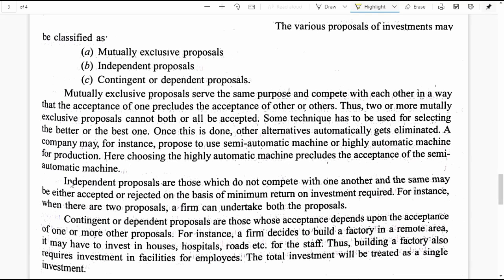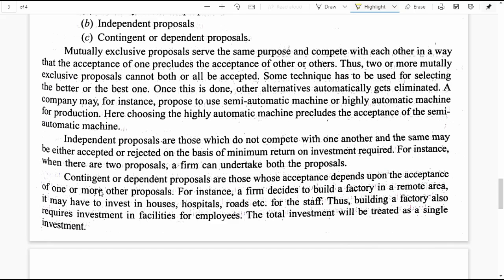Regarding independent proposals, these proposals are those which do not compete with one another, and the same may either be accepted or rejected on the basis of the minimum return on investment required by the business. For instance, when there are two proposals, a firm can undertake both of the proposals if both seem to be profitable. And the third category of proposals is contingent or dependent proposals.